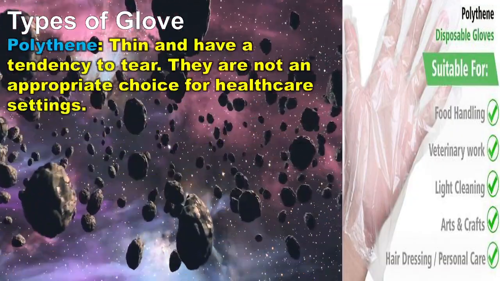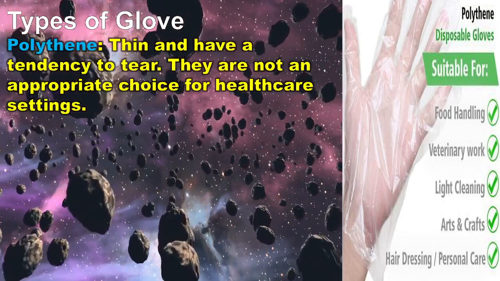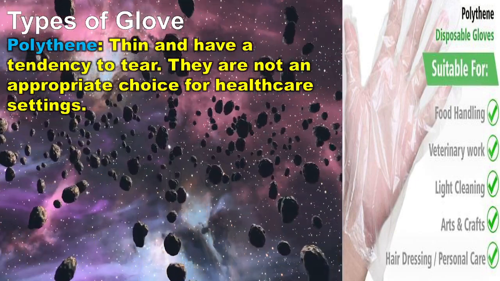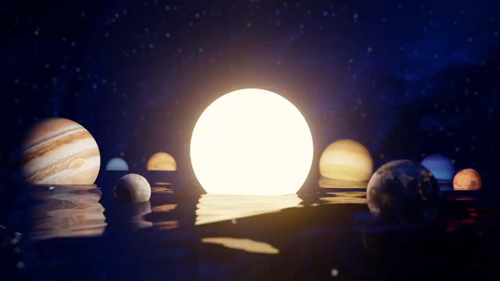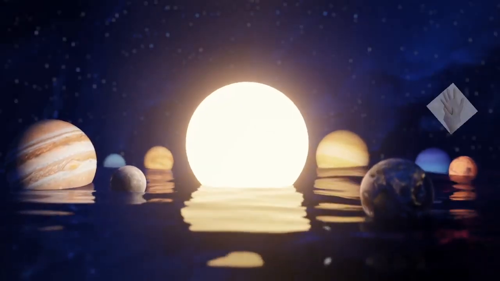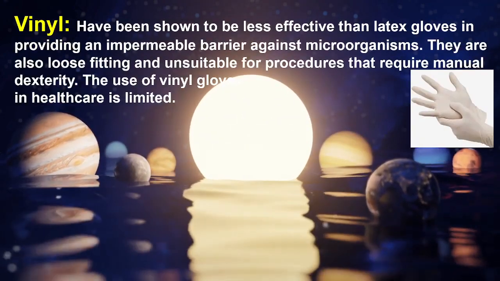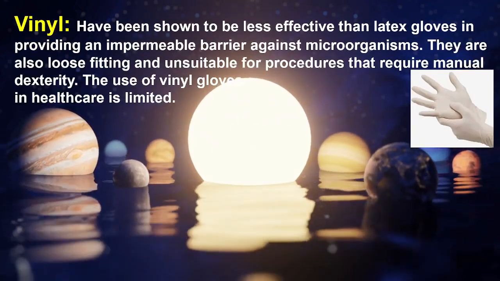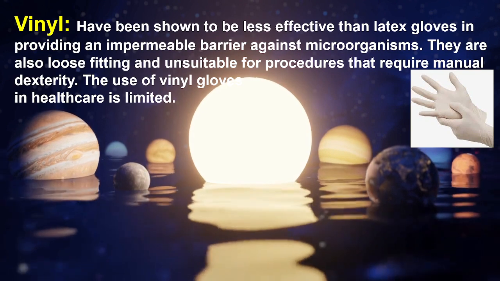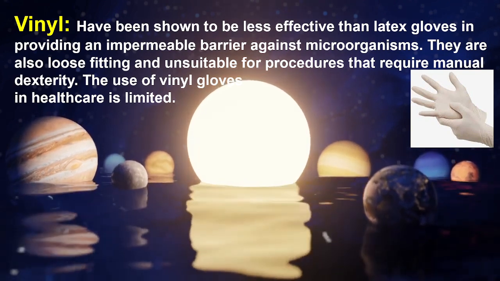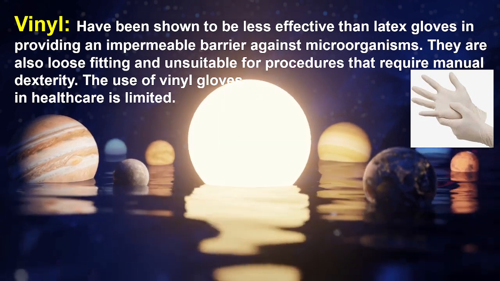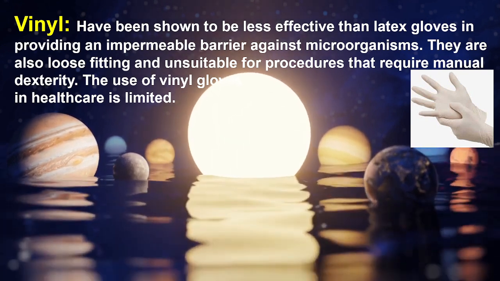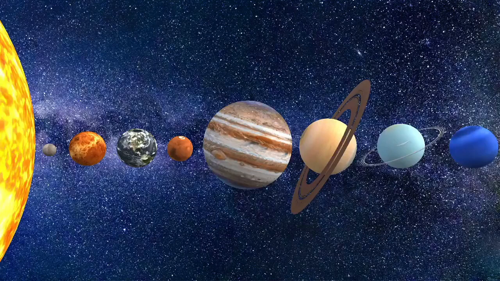Types of glove. Polythene gloves are thin and have a tendency to tear. They are not an appropriate choice for healthcare settings. Vinyl gloves have been shown to be less effective than latex gloves in providing an impermeable barrier against microorganisms. They are also loose-fitting and unsuitable for procedures that require manual dexterity. The use of vinyl gloves in healthcare is limited.